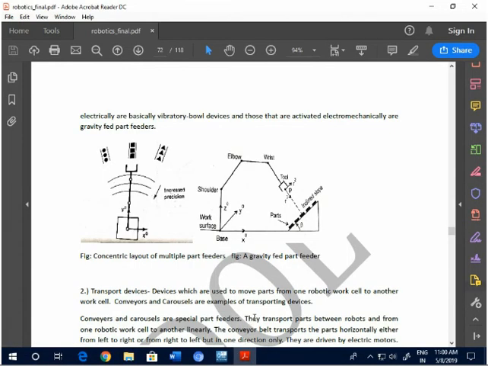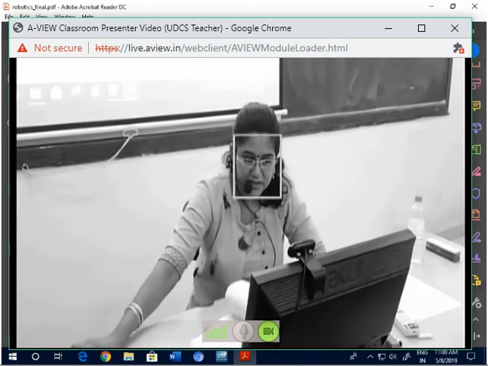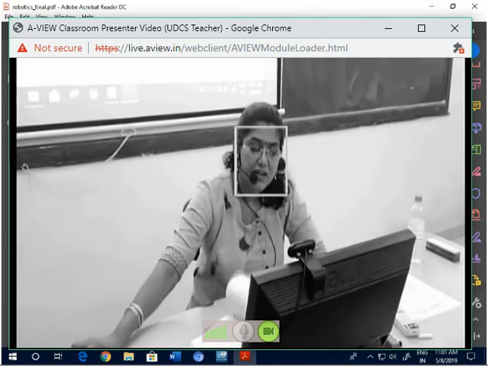Conveyor belts transport the part horizontally, either from left to right or right to left, in only one direction. They are driven by electrical motors. See, like this conveyor belt. Okay. Carousels are rotary transport devices.